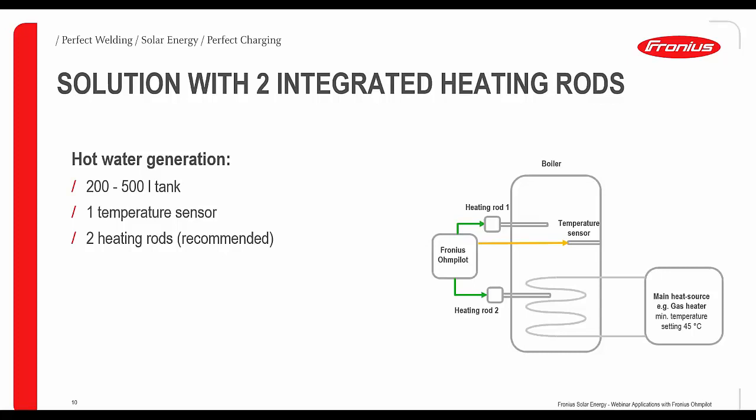And then the rest of the surplus energy will be sent to the bottom of the boiler and heat up the rest of the tank. We also have a main heat source in this system. In areas like here in Austria, the winters are a little bit colder, so we don't have so much surplus energy, not so much sun. So at this time of the year, we need a main heat source for the minimum temperature. It can be a gas heater or a heat pump or whatever heat source you have.